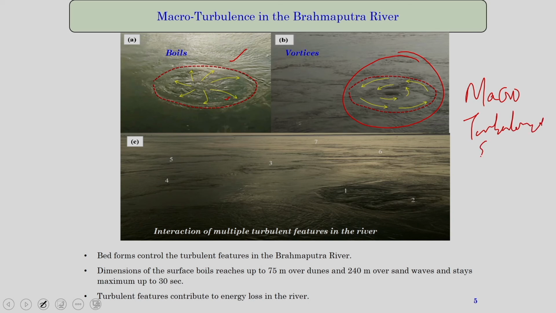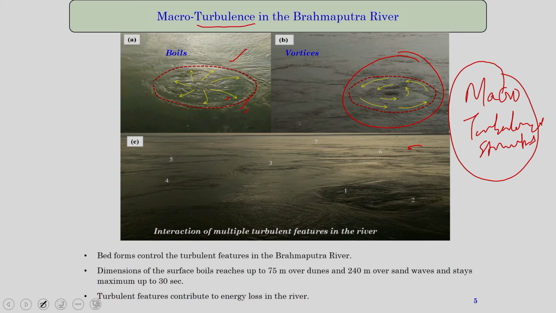Turbulence structures. These structures are also responsible for the flow behavior change, the velocity, depth, and also the change in the sediment transport process. Because of the presence of the boils and vortexes, the macro turbulence, the sediment transport process changes in terms of source, in terms of deposition, in terms of transport. That's what changes because of the presence of the macro turbulence.